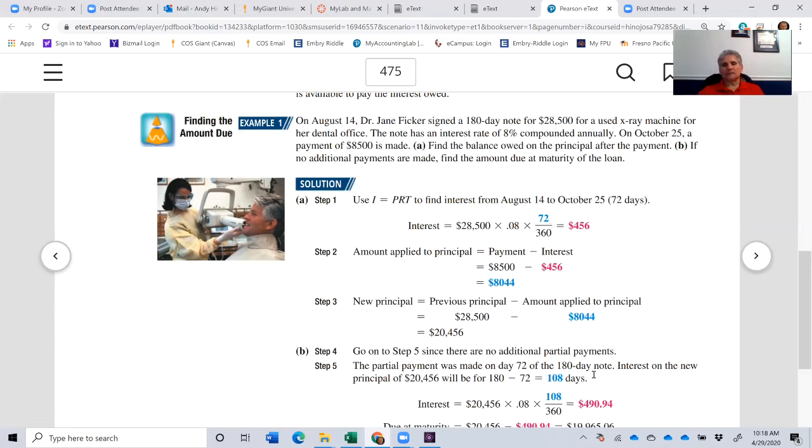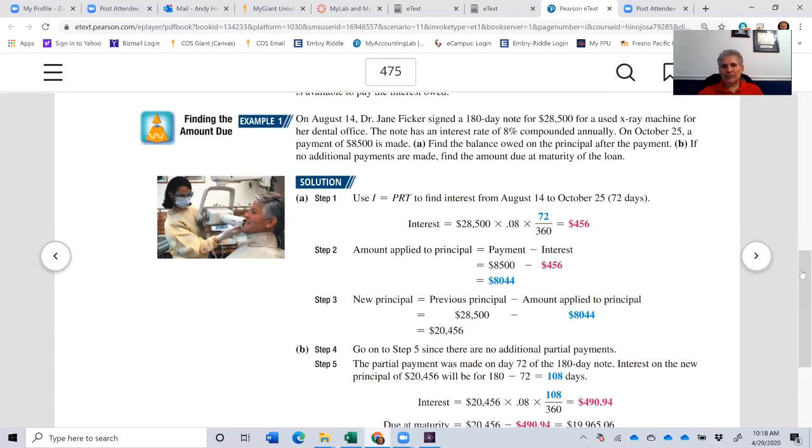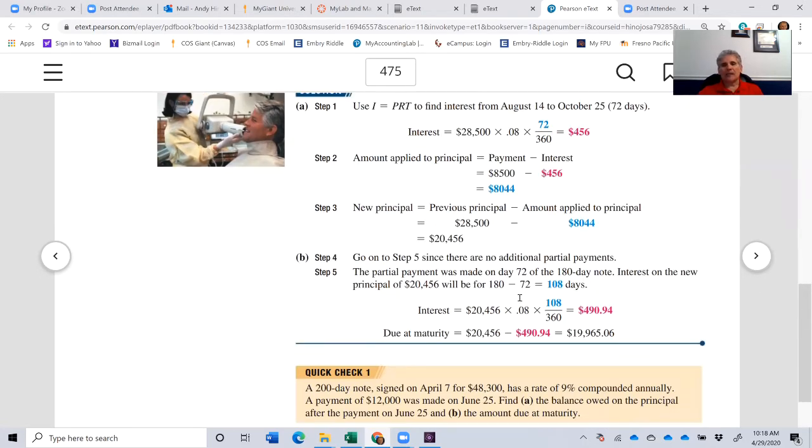Now that we have the days, we can recompute how much the interest is going to be for the remaining number of days. She's going to start off with $20,456. She's going to multiply that by the same 8%, 0.08. But now she only has 108 days remaining of the 360 days in a year. 20,456 multiplied by 0.08 multiplied by 108 divided by 360 leaves $490.94 in interest.